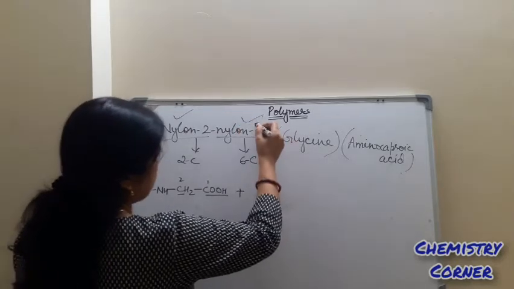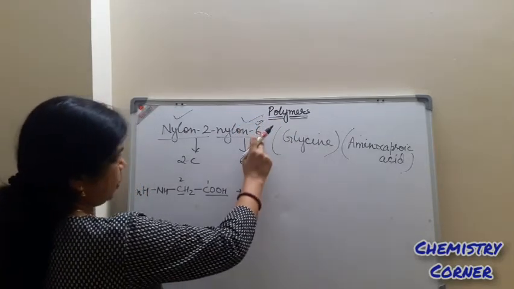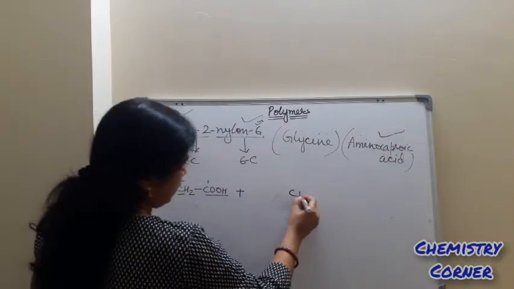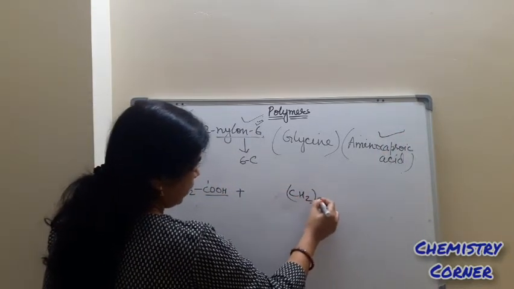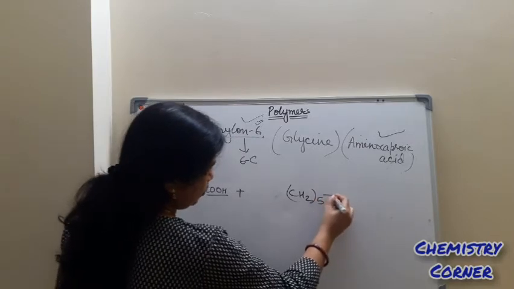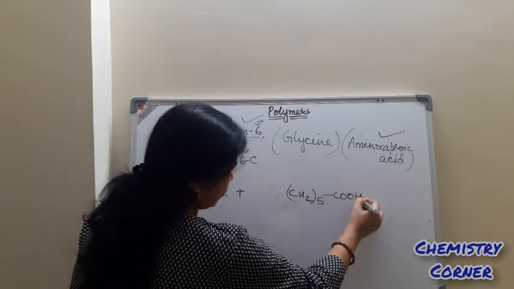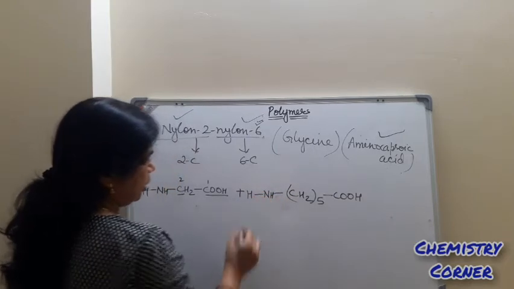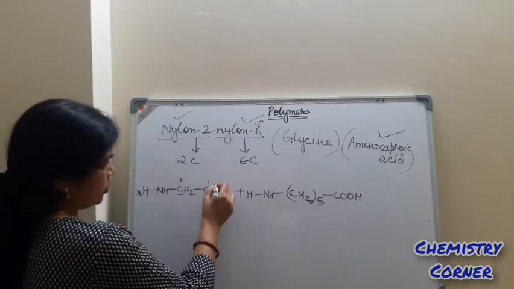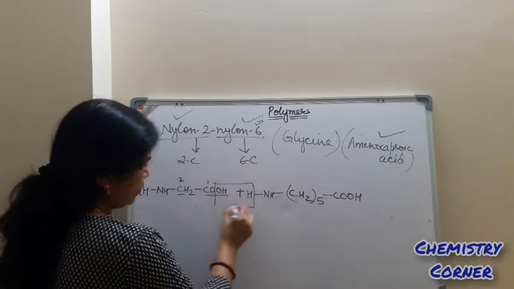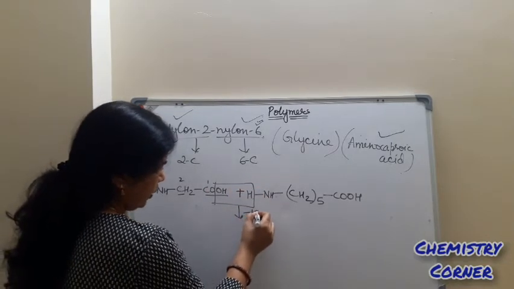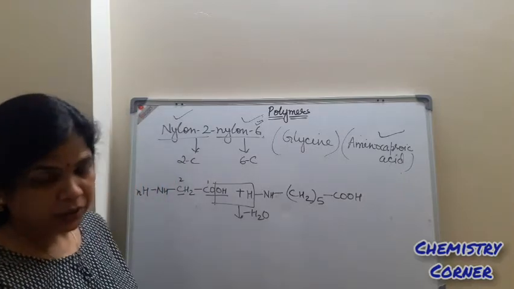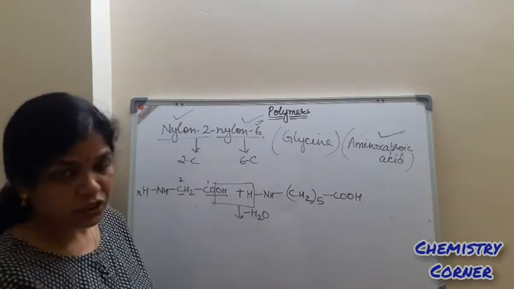Now the second monomer unit. The second monomer unit is made up of 6 carbon. So it is 6 carbon. Again we are writing 6 carbon. 5 carbon we are considering under the CH2, 1 under the carboxylic acid, and 1 with NH. So the reaction will take place. A water molecule will be eliminated. The moment we say a water molecule will be eliminated, it shows that it is a condensation polymer.